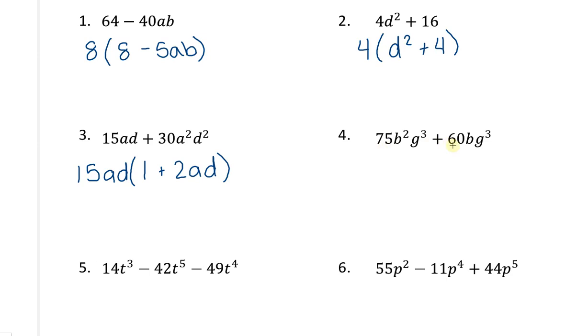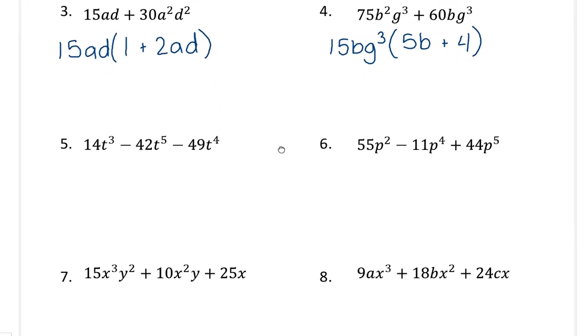Next one, 75 and 60. The greatest common factor there is 15. Now let's look at b. So b squared and b, so we're going to have a b. G to the third and g to the third are the same, so we're just going to take out g to the third. Now let's divide it. 75 divided by 15 is 5. B squared and b, we have a b left over, and we took out our g to the thirds. Then 60 divided by 15 is 4. B and b cancel, g to the third and g to the third cancel.